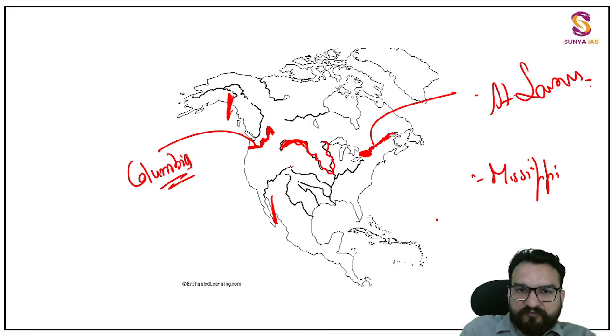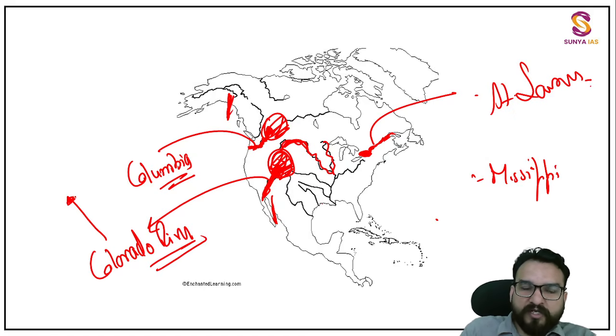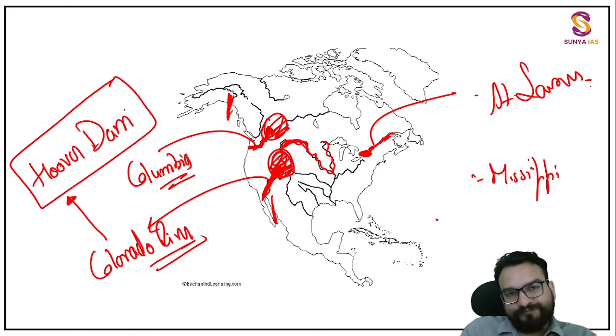Another river which you are finding over here is this, and this river is known as Colorado River. Obviously over here you will be finding Colorado Plateau. There is Columbia Plateau, and the direction is like this from height to low. So Colorado River you are going to see over here guys. On this Colorado River you are going to see one of the largest hydroelectric dam projects, Hoover Dam.